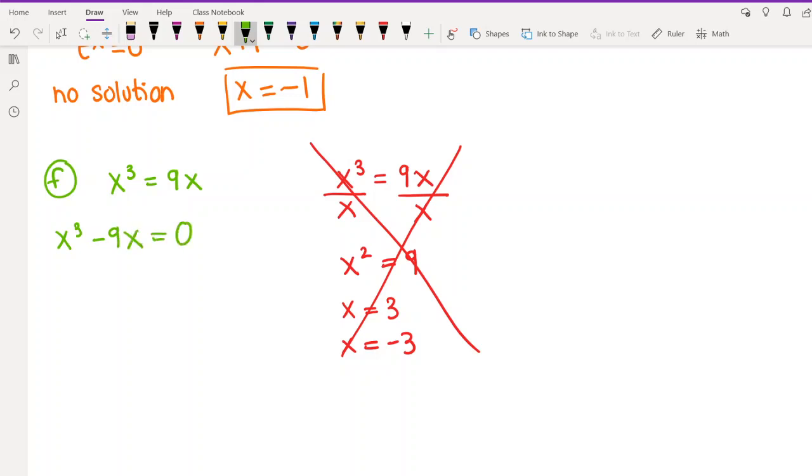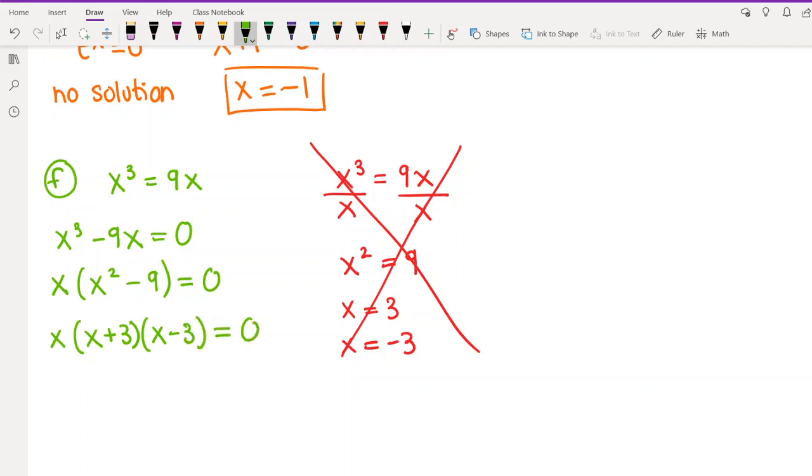So generally speaking, it's usually a good idea for equations to get them set equal to 0 and then solve by factoring. So in this case, we can factor out an x. And we have x times x squared minus 9. And then we can go a step further, because x squared minus 9, that's a difference of squares. That factors as x plus 3 times x minus 3 is equal to 0.